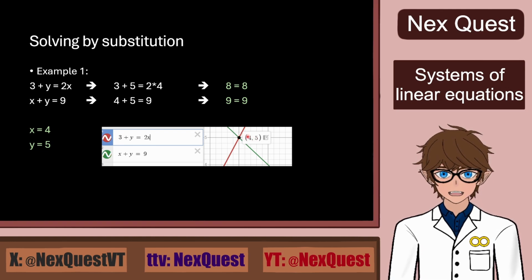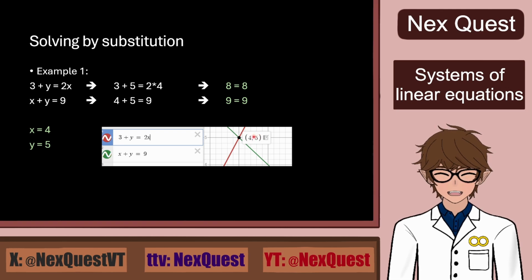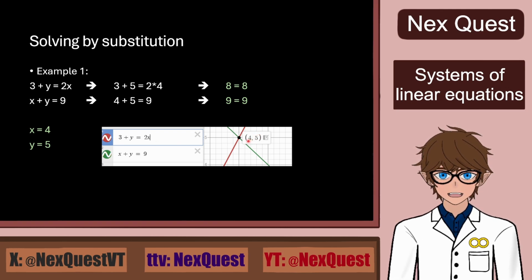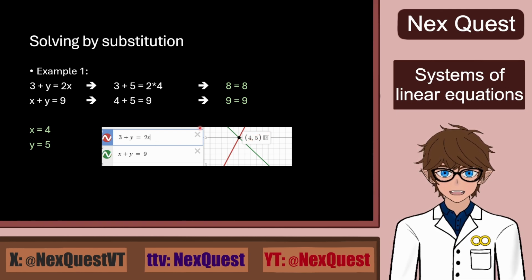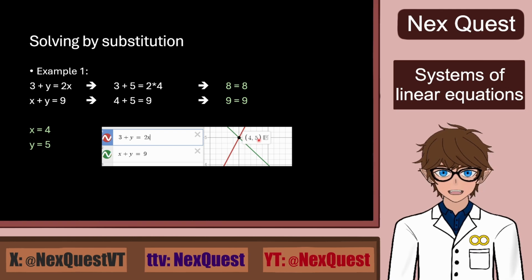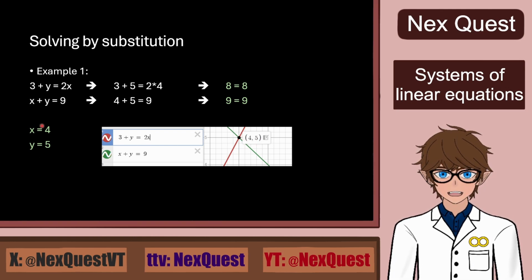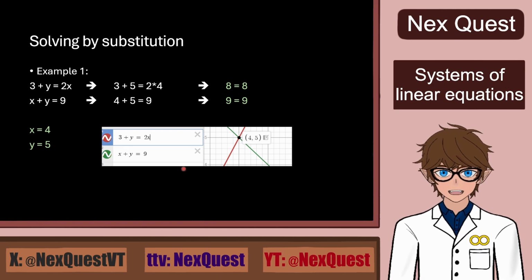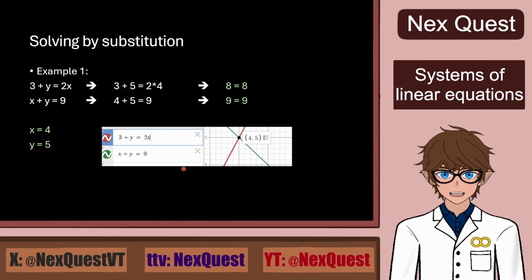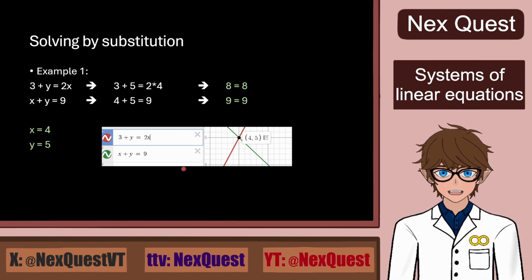Since the first coordinate is 4, and the second one is 5, we know that the first one is x and the second one is y, so we just connect the values and we get x is 4 and y is 5. This is the correct solution to this system of equations. This is just a test you can do to see if you calculated it correctly. You won't always have a chance to graph it, but if you do, it's a nice way to test it.